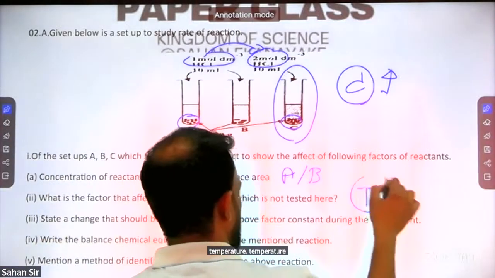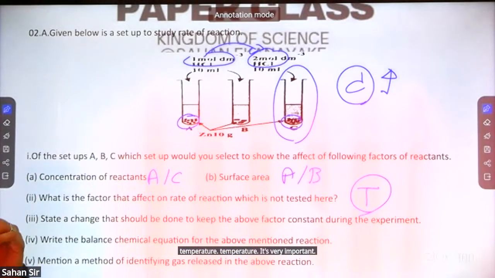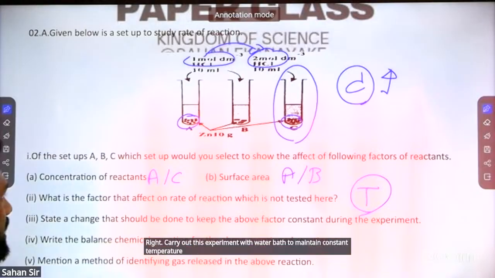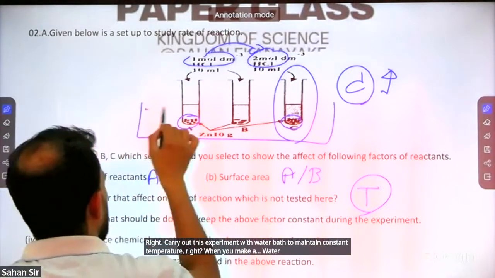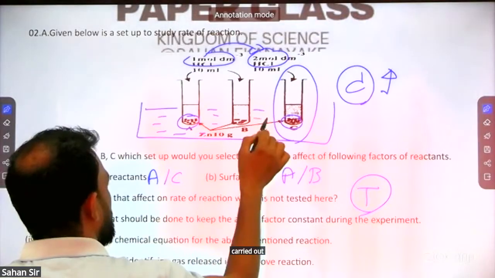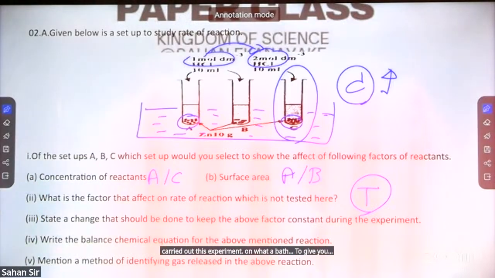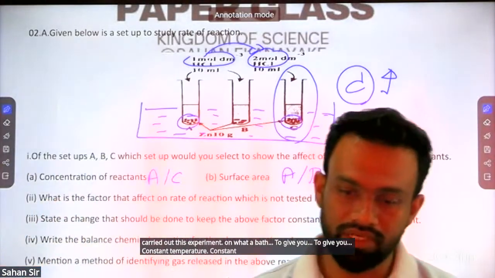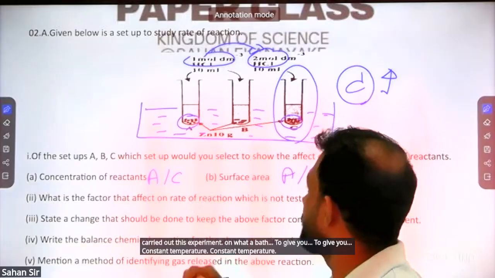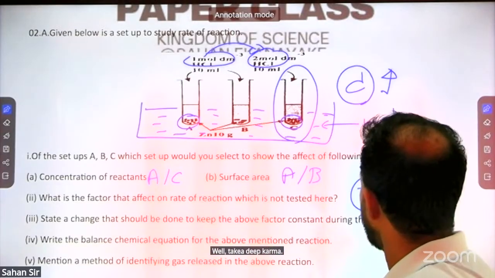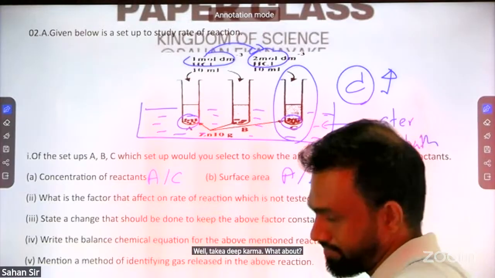Temperature. It's very important. State the change that should be done. Keep the above factor constant during the experiment. Carry out this experiment in a water bath to maintain constant temperature. When you use a water bath, the experiment is carried out in the water bath to give a constant temperature. Water bath.